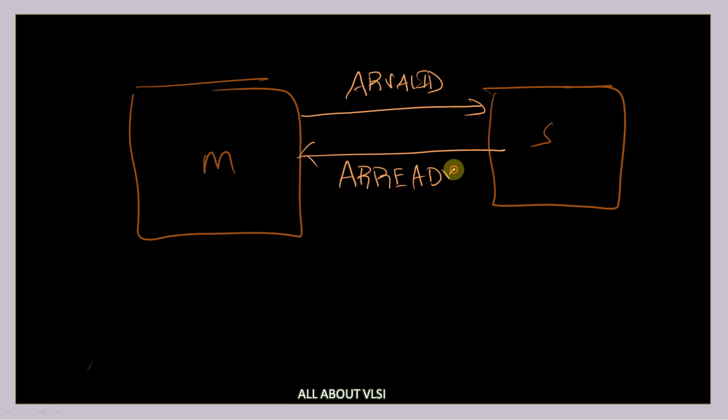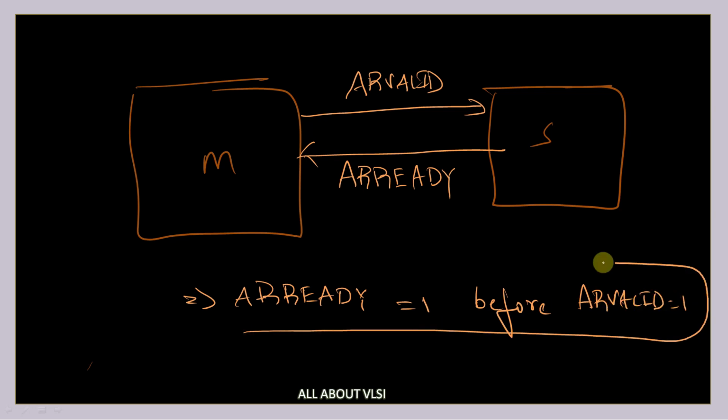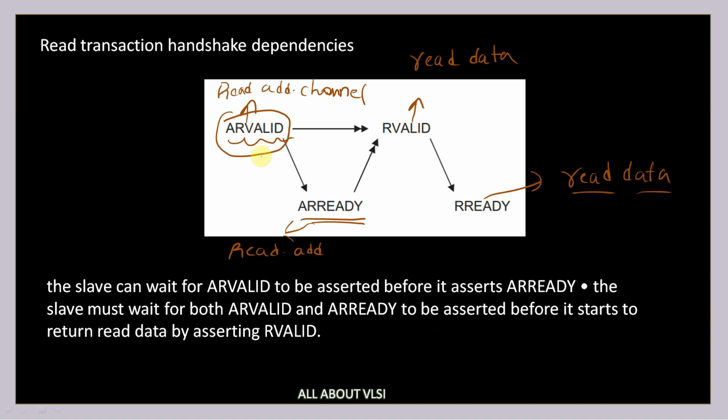Now here our AR ready signal can be asserted to 1. This condition we have seen already in our previous slides. This AR ready signal can be made 1 before our AR valid becomes 1. So this is what the diagram is basically saying: our AR ready signal can be asserted before your AR valid becomes 1.